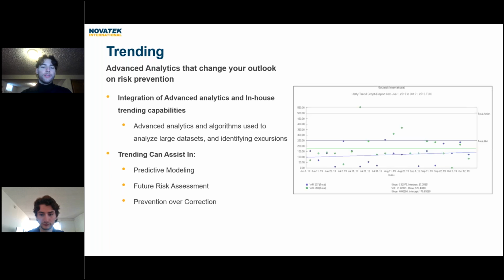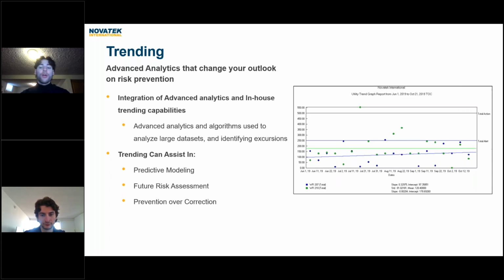Awesome. So the next thing we're going to talk about is trending, something we've been mentioning quite a bit so far in the presentation, where we're going to break this down. Trending really is the advanced analytics that change your outlook on risk prevention. A digital system similar to that of Novatek utility monitoring offers a multifaceted trending capability, which really allows you to evaluate data from a plethora of different angles to find patterns and be able to do root cause analysis.